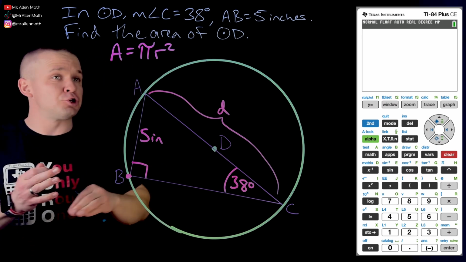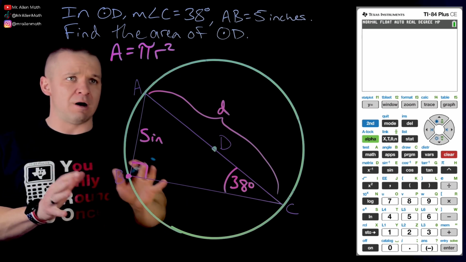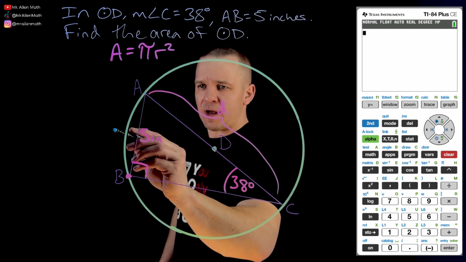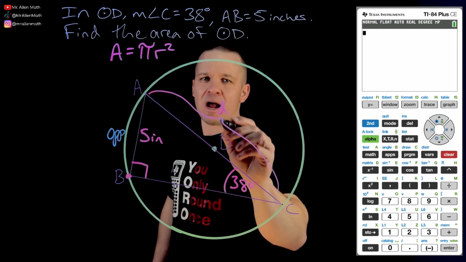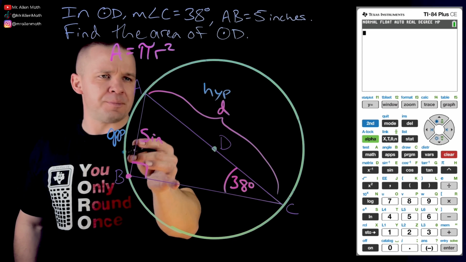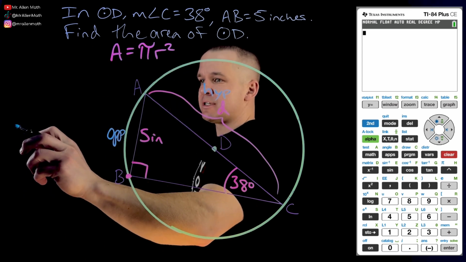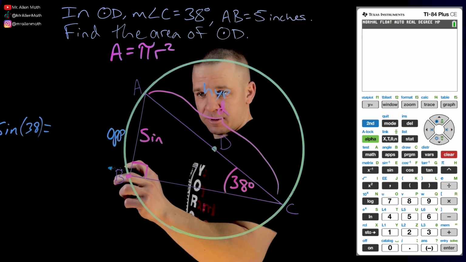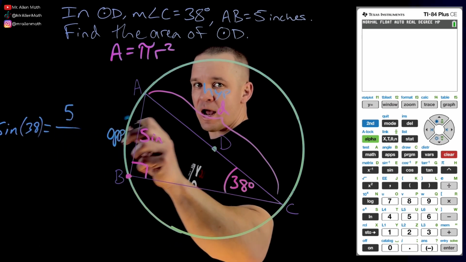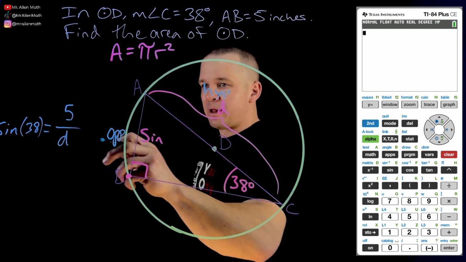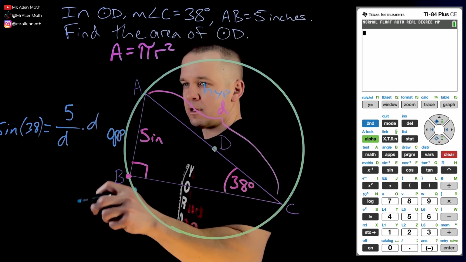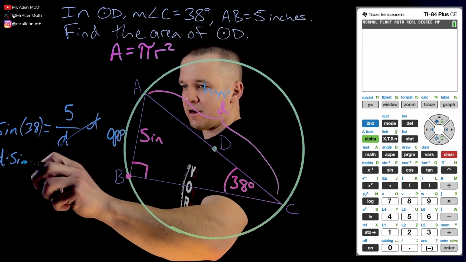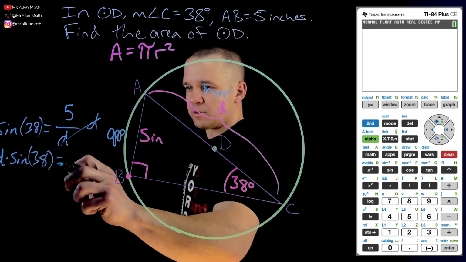So let's set up a trig equation over here. Relative to this angle, I've got my opposite side, and I want my hypotenuse. Opposite over hypotenuse, that's sine. So sine of my angle, which is 38 degrees, equals my opposite, which is 5, over my hypotenuse, which is D. Now I'll multiply by D on both sides. Cancels those. And now I'm left with D, my diameter, times the sine of 38 equals 5.